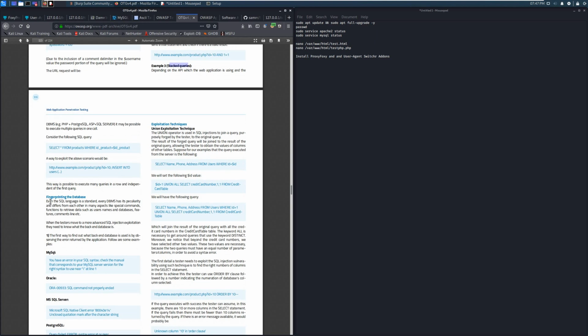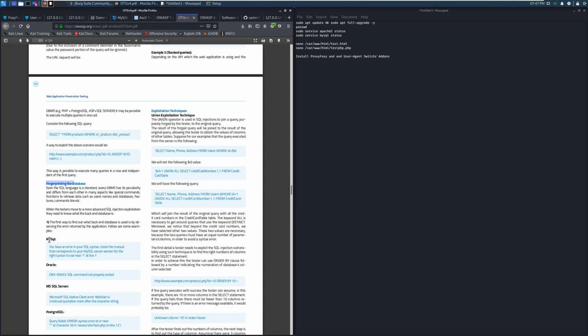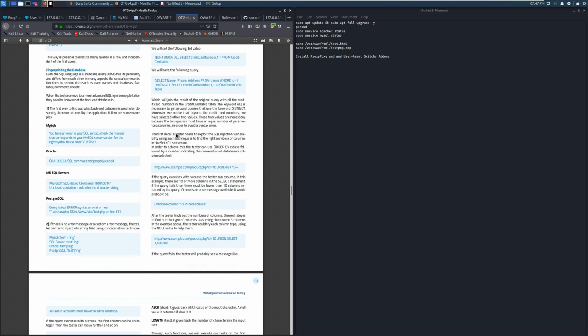Then you actually have some tips for how you can fingerprint the database to figure out whether it's MySQL, Oracle, MS SQL Server, or Postgre. And then finally, you have exploitation techniques. So after you learned how you can detect and identify and fingerprint the database, here you actually have instructions how you can carry out this attack and actually exploit SQL injection to dump the database and get those juicy data out of the database.